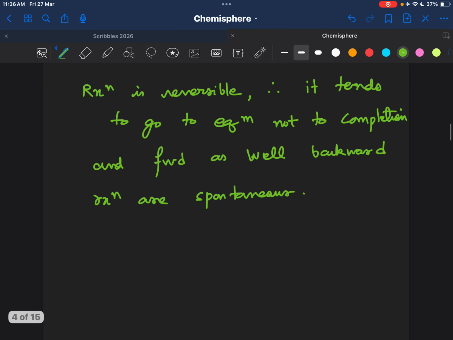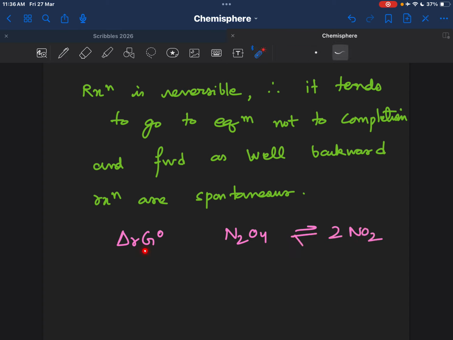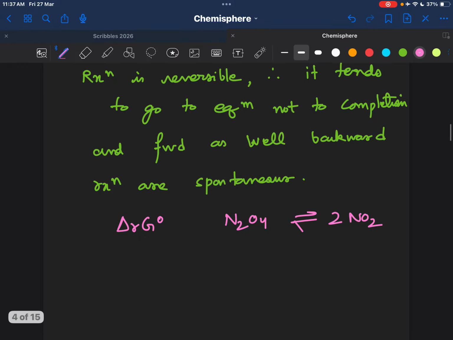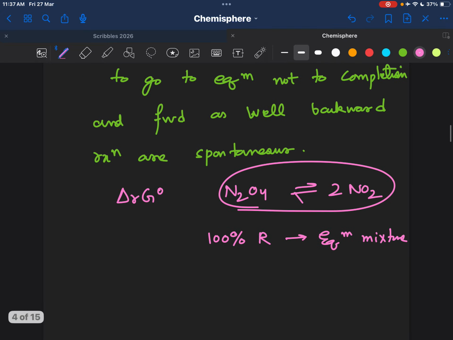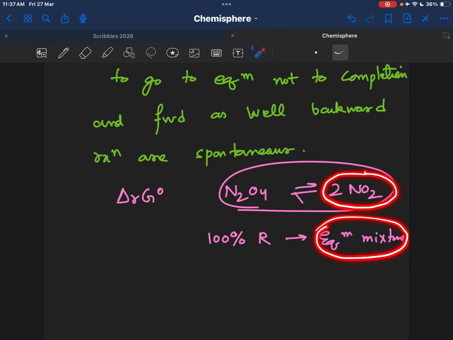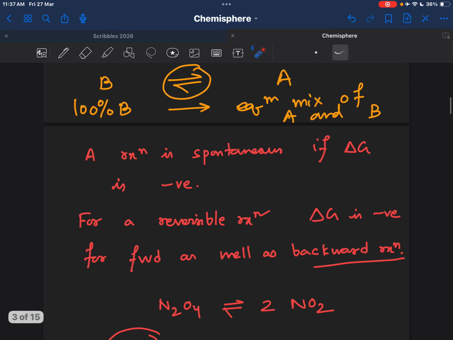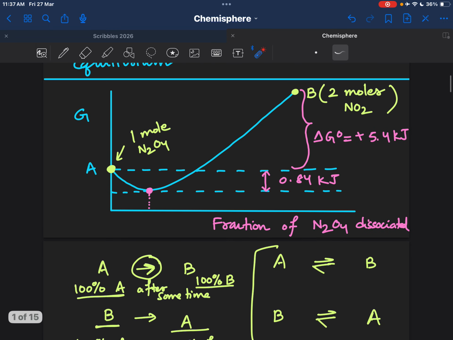The problem with calculating delta R G naught for these reactions, that is N2O4 giving rise to 2NO2, is that it is assuming that the final destination of the reaction is that the reactants became products. No, just now we have discussed that in a reversible reaction, 100% of the reactant becomes an equilibrium mixture. So our final destination point should be the equilibrium mixture, not the 100% product. That's an important thing that delta R G naught does not consider. Now we will look into the graph. The graph is really important to us.